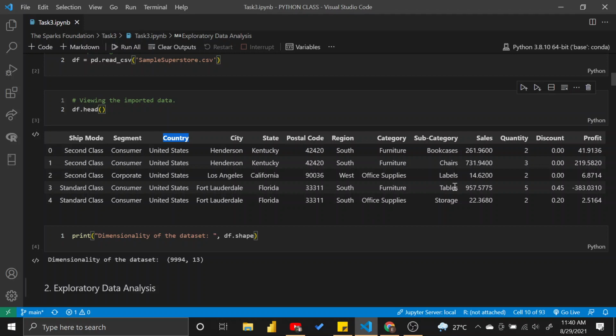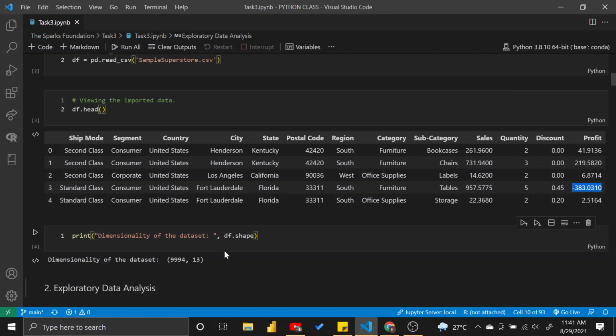But one thing that I've noticed here is that you can see for the fourth row, compared to the top 5 rows, the fourth row has the highest sales and the highest quantity, and it also has the highest discount. But in spite of all these higher values, the profit is actually a loss. I mean, negative 383. So these are the problems that you can find in your data set when you go for EDA. Now this is just the first 5 rows that you can see.